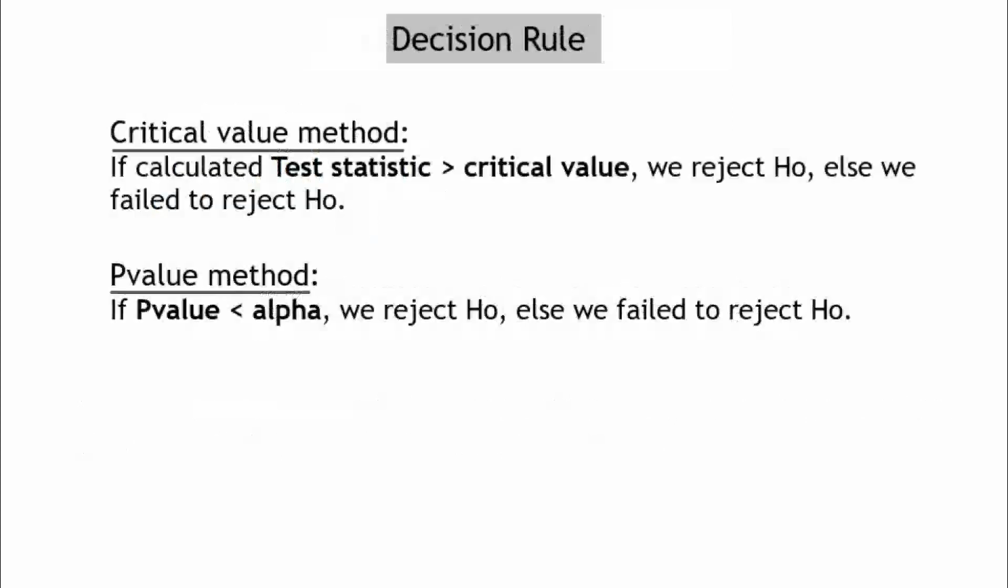Decision rule. Critical value method: if the calculated test statistic is greater than the critical value, we reject the null hypothesis, else we fail to reject the null. P-value method: if the p-value is less than alpha, we reject the null hypothesis, else we fail to reject the null hypothesis.